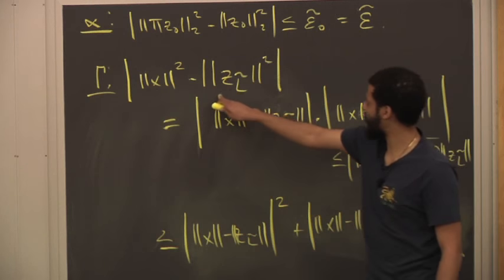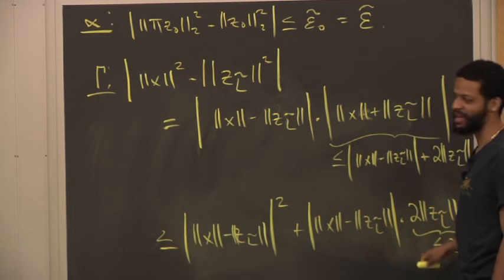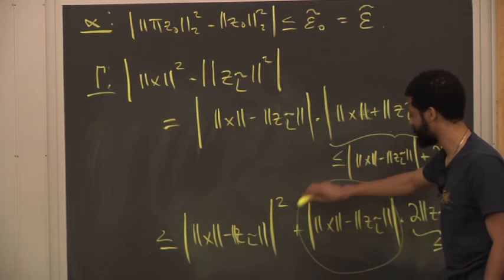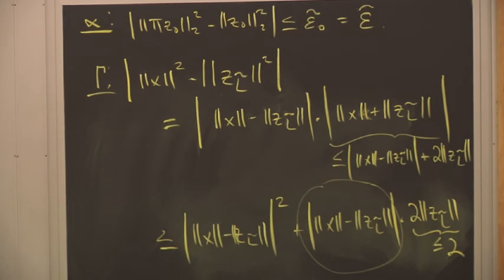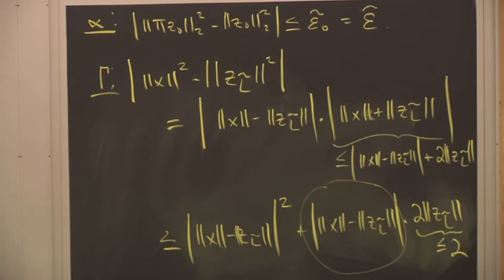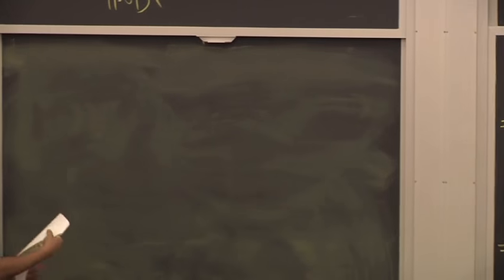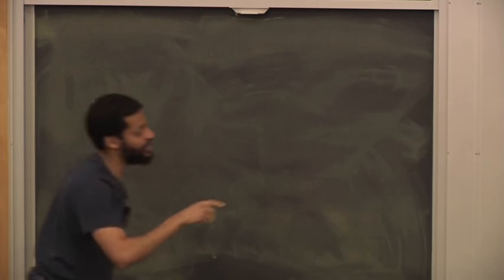So I bounded gamma by this squared, something squared plus something times 2. So really, it just boils down to bounding this thing. Okay. So let's do that. It's going to be quite short. Yeah, this whole proof is essentially a bunch of triangle inequalities over and over and over. So let's bound that thing that I circled.